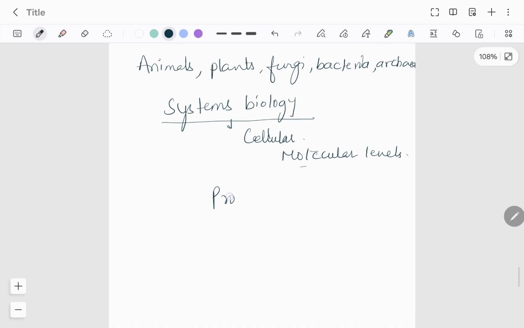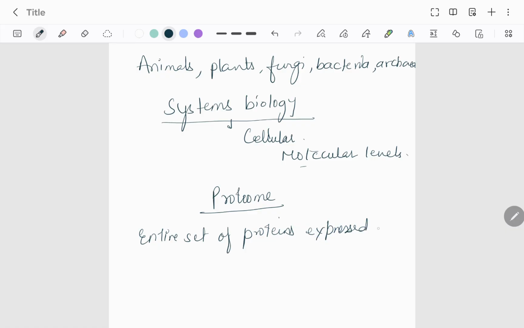Okay, now I will tell you another thing, proteome. What is proteome? Whatever proteins are inside you, right? So the entire set of proteins expressed by a given cell, a tissue or organism. This is proteome.